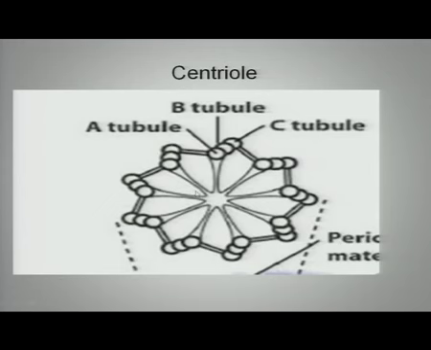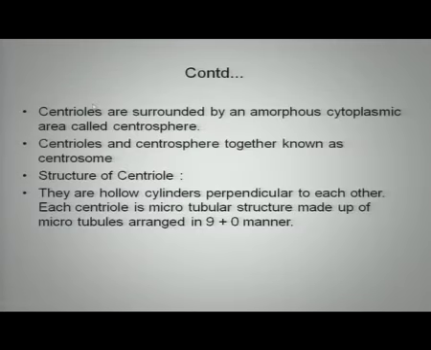Here is the structure of a centriole with different filaments, microtubules. We will see the detailed structure here. Centrioles are surrounded by an amorphous cytoplasmic area that is known as centrosphere. Centrioles do not have any outer membrane to give a definite shape, so it is amorphous and surrounded by a clear area known as centrosphere. Centrioles and centrosphere together we call the centrosome.